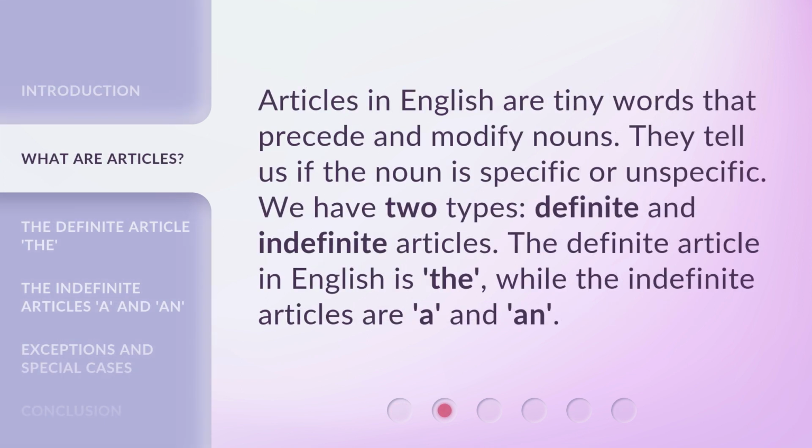Articles in English are tiny words that precede and modify nouns. They tell us if the noun is specific or unspecific. We have two types: definite and indefinite articles. The definite article in English is "the," while the indefinite articles are "a" and "an."